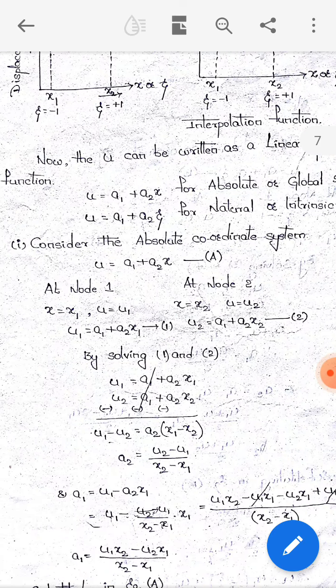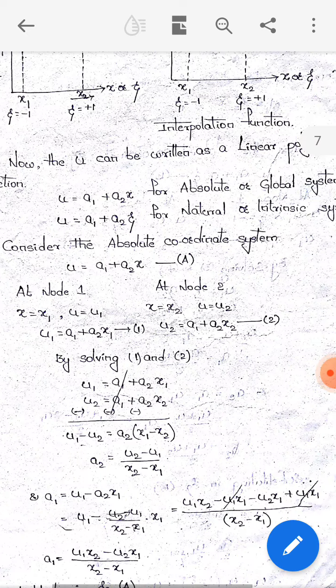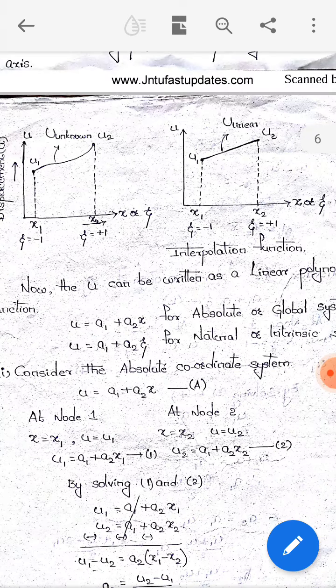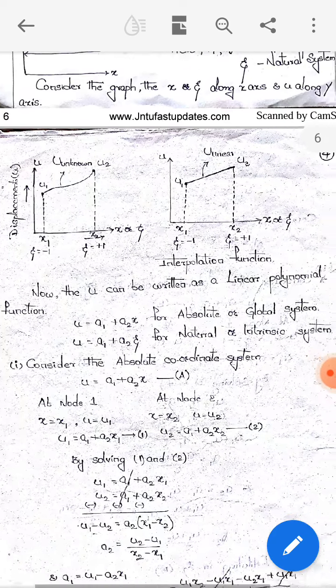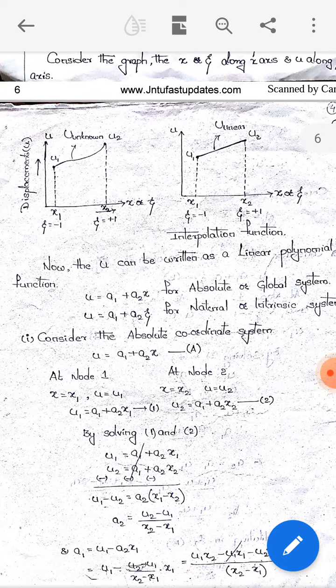When I insert an equation, I will be going for a linear polynomial equation such that u is equals to a1 plus a2x. Linear polynomial equation. If we go for cubic, it will be x cube, similarly other equations. For the absolute system or global system, u is equals to a1 plus a2x, in terms of x, y or z. For natural or intrinsic, it is u is equals to a1 plus a2 into zeta.